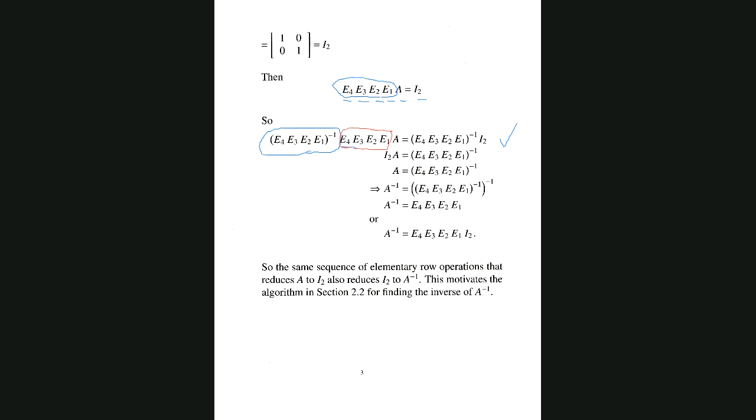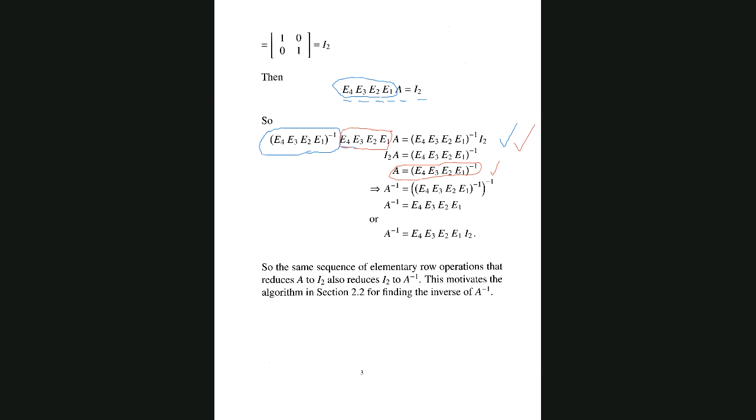So now, if we multiply by the inverse of E4, E3, E2, E1 on the left, like we're doing in this step, we have to multiply on the left on the right side of the matrix equation as well. So this means that the matrix A is equal to the inverse of E4, E3, E2, E1.